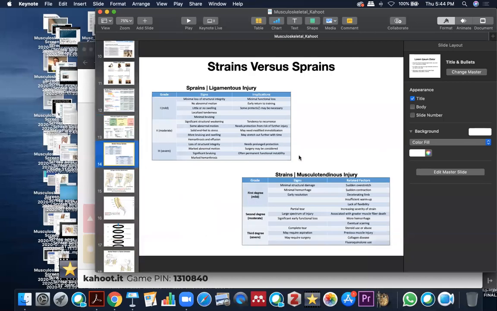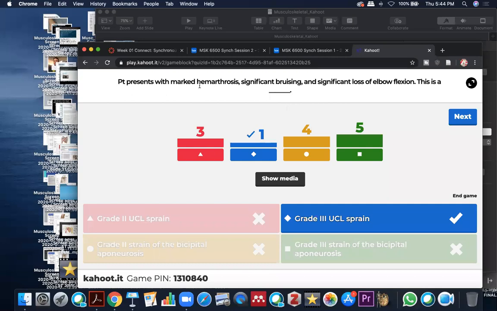Here it is. These two tables just came directly from TI1. He said one of the objectives at the start of the PowerPoint was that we need to be able to differentiate the three classifications of sprains and three for strains. So with this one, I pretty much just grabbed some of these out of here. Marked hemarthrosis, so you've got blood or bleeding in the joint itself, and significant bruising.